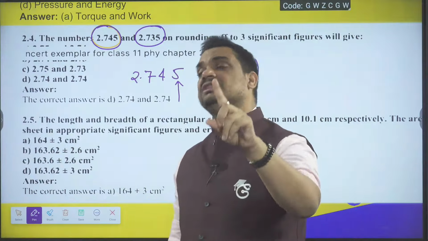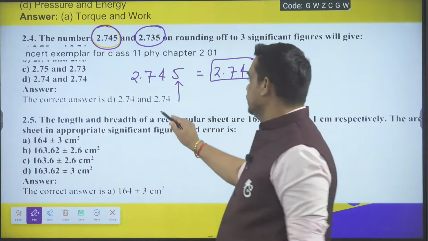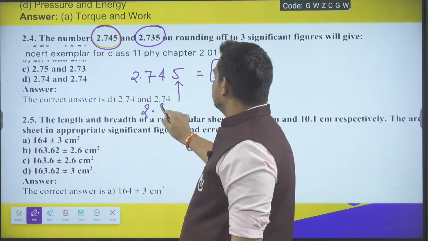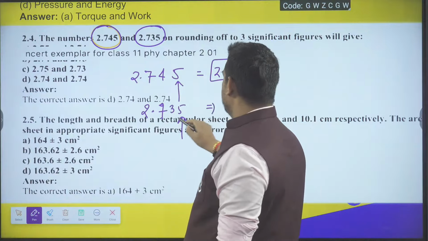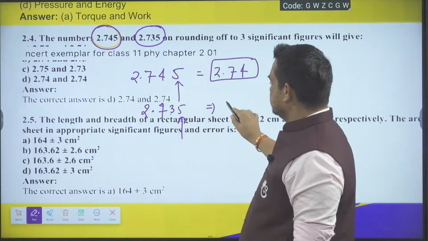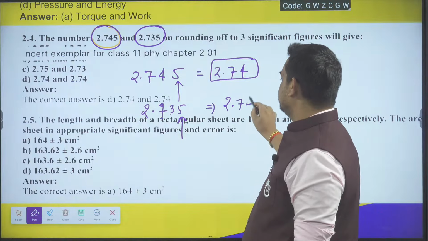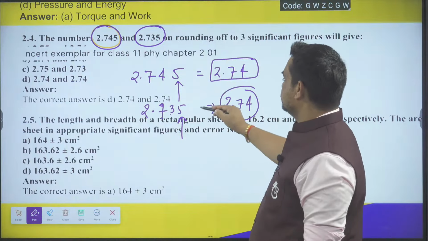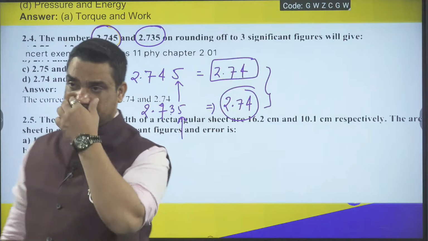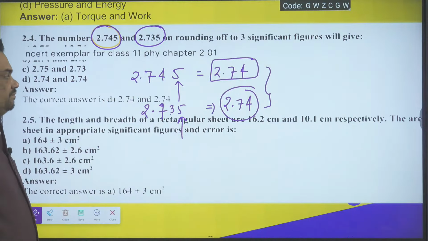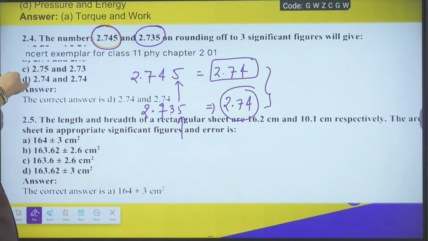But if it is odd, then it will increase by 1. So here in 2.735, I have to round off this 5, and the previous digit is 3, which is odd, so this becomes 2.74. So rounding off both basically becomes 2.74 and 2.74. Okay, clear? I have just taken only two correct options, not all the options. So 2.74, 2.74.